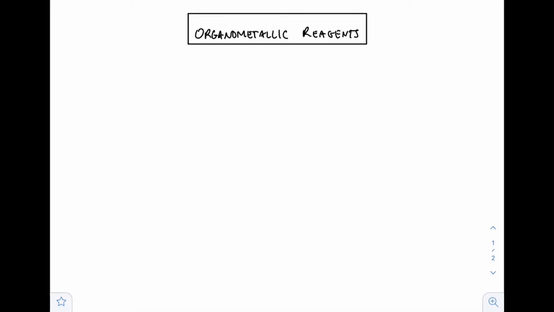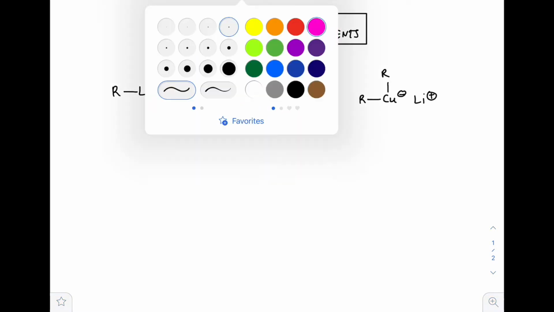All right, so this video is going to be on organometallic reagents, specifically reacting with carbonyl groups: aldehydes, ketones, acid chlorides, and esters. I guess technically carboxylic acids as well, but not the alpha beta unsaturated carbonyls. Those are going to be in a different video.